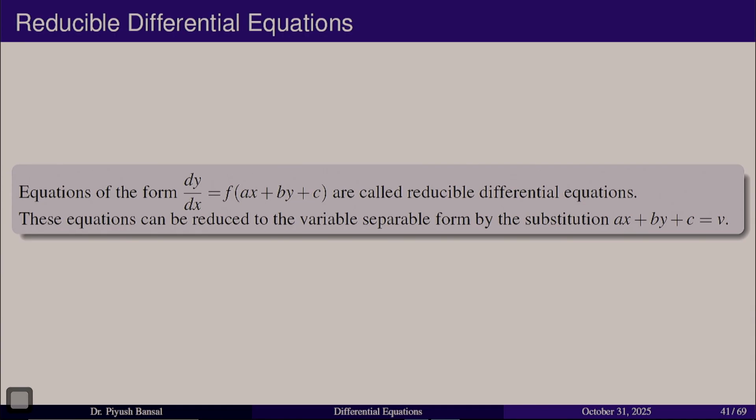Now, another form is the reducible differential equation. These are differential equations having the form dy by dx equal to a function of ax plus by plus c. We call them reducible because after substituting ax plus by plus c as another variable v, which again will be a dependent variable over x, we are basically removing the variable y and substituting in its place. With this relation we get a new differential equation in v, and we can observe that it will reduce to variable separable form.